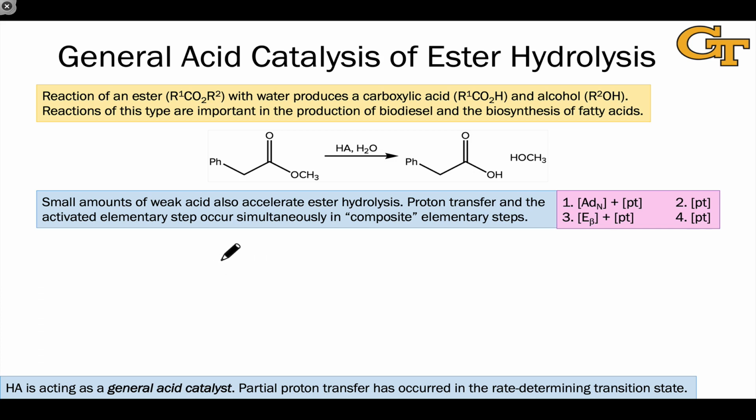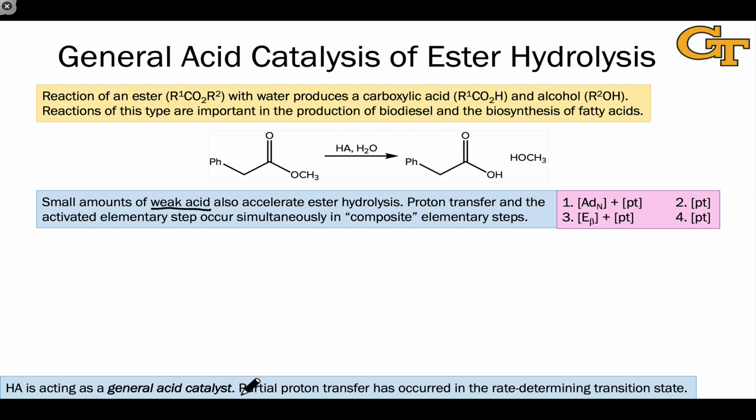In the last video, we focused on what happens when we add a strong acid to catalyze ester hydrolysis. However, the reaction is also accelerated when we add small amounts of a weak acid, and what we find here is that the identity of the weak acid does affect the kinetics. The stronger this acid, the faster the reaction goes. This suggests a fundamentally different mechanism for what's called general acid catalysis, and this is exactly what we observe.